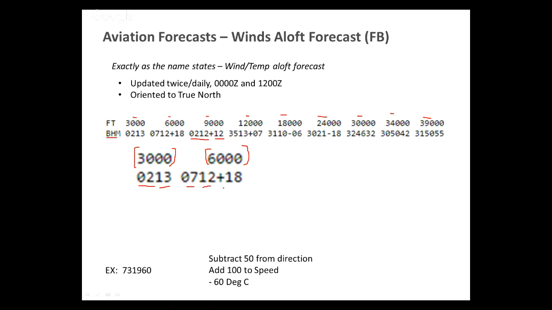And then at 6,000 feet, we've got a forecast of 18 degrees Celsius. The temperature forecast is missing from the 3,000 foot forecast, because you have to have, I think it's like 1,500 or 2,000 feet actual ground clearance to get a temperature forecast.